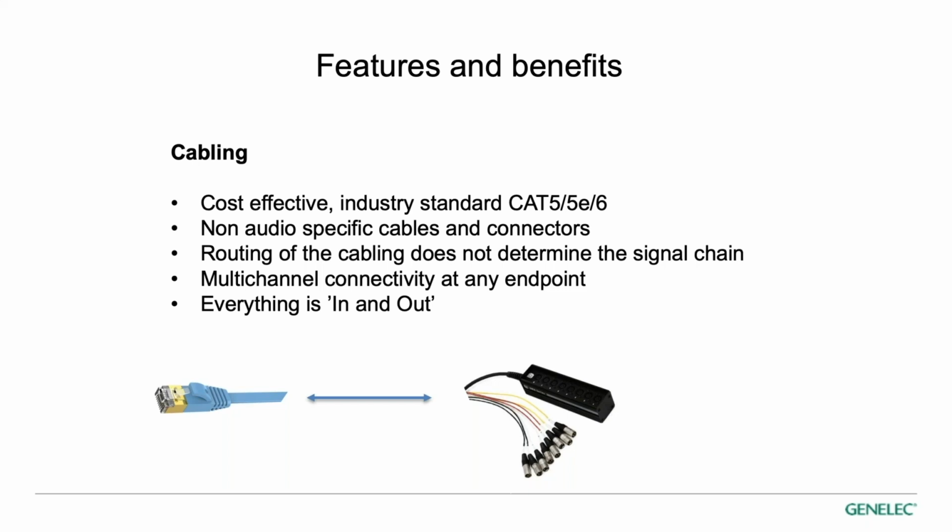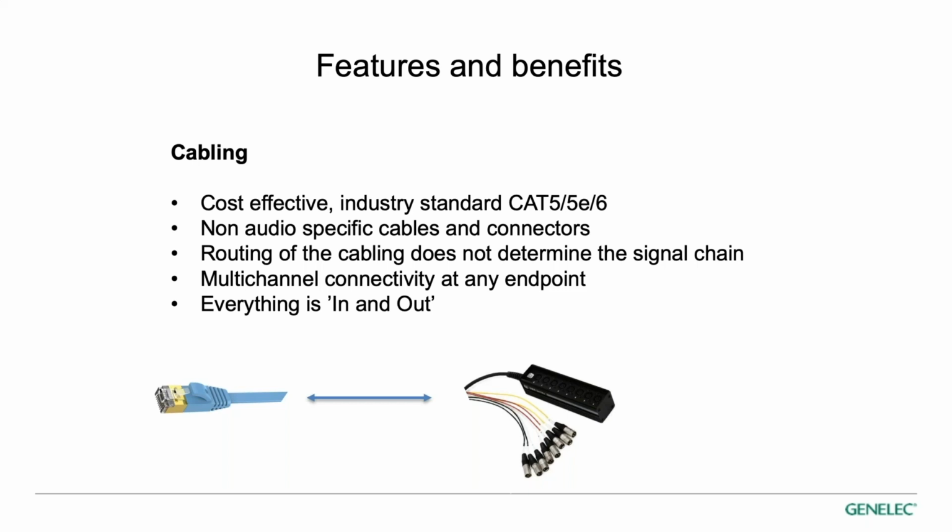Every endpoint can be a multi-channel connectivity point. You don't need to have multi-channel connectors and big patch bays or cable snakes, as long as you have a network port available. And also everything is in and out. The traffic on the network is bidirectional, so wherever you have the connection, you can send or receive signals from that point.